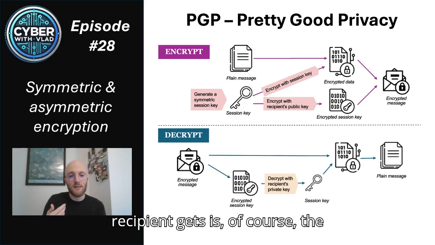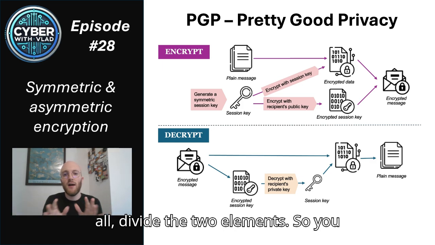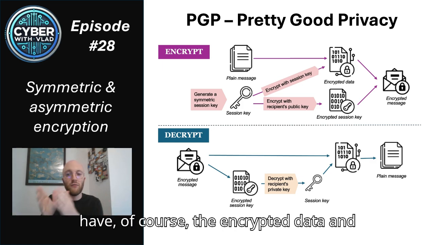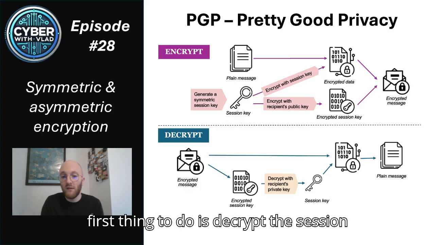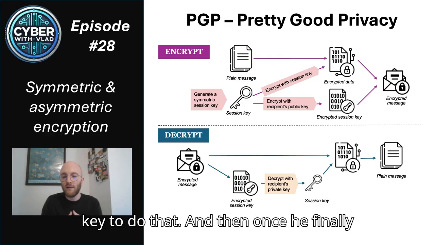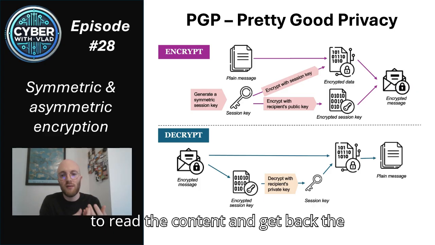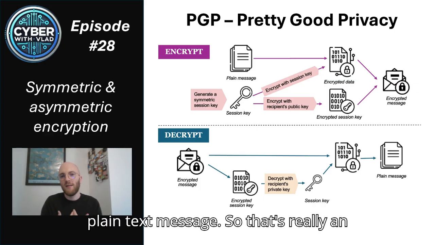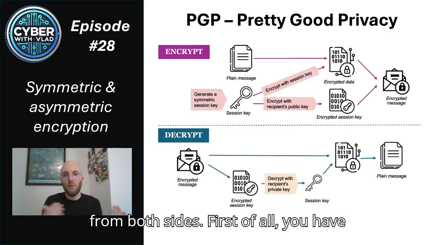What the recipient gets is, of course, the encrypted message, and he will, first of all, divide the two elements. So you have, of course, the encrypted data and you have the encrypted session key. The first thing to do is decrypt the session key. So he's going to use his own private key to do that. And then once he finally recovers the session key, he will be able to read the content and get back the plain text message.